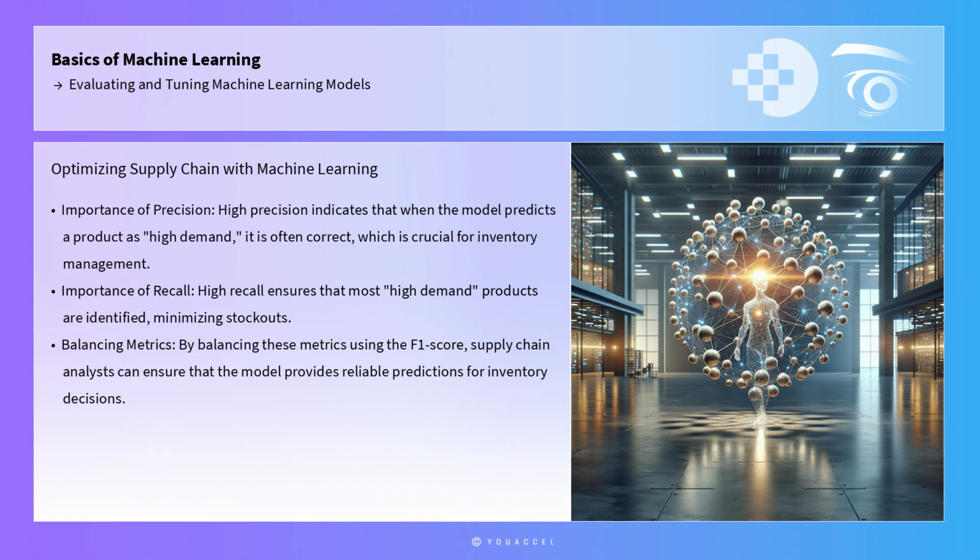For instance, consider a supply chain scenario where a machine learning model is used to classify products as either high demand or low demand. In this context, precision and recall are particularly important. High precision indicates that when the model predicts a product as high demand, it is often correct, which is crucial for inventory management. High recall, on the other hand, ensures that most high-demand products are identified, minimizing stockouts. By balancing these metrics using the F1 score, supply chain analysts can ensure that the model provides reliable predictions for inventory decisions.